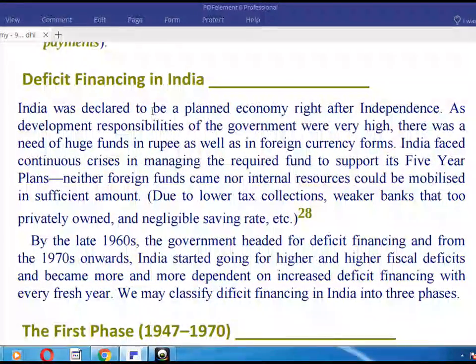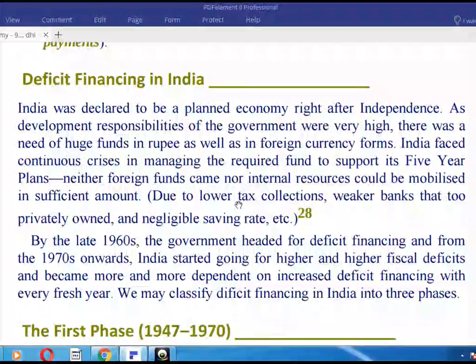Deficit financing. India was declared to be a planned economy right after independence, as development responsibilities of the government were very high. There was a need of huge funds in rupee as well as in foreign currency forms. India faced continuous crisis in managing the required funds to support its five-year plans. Neither foreign funds came nor could internal resources be mobilized in sufficient amount, due to lower tax collection, weak banks, which were privately owned, and negligible saving rate, etc.